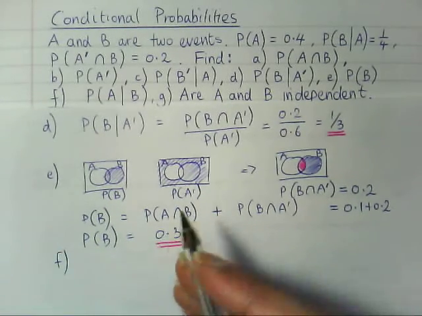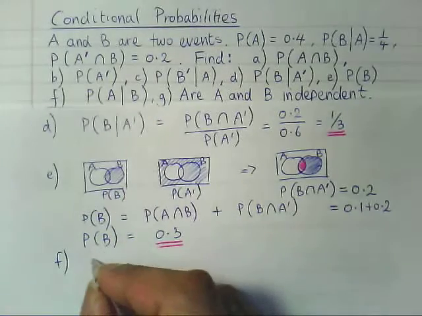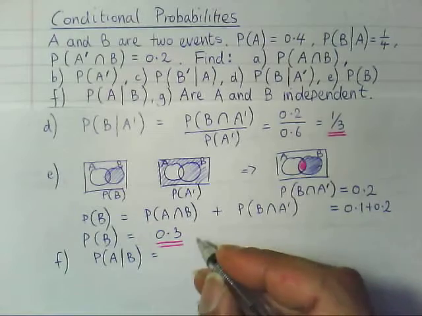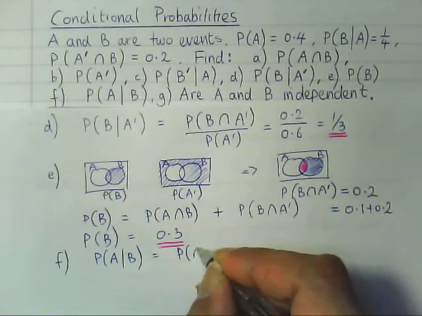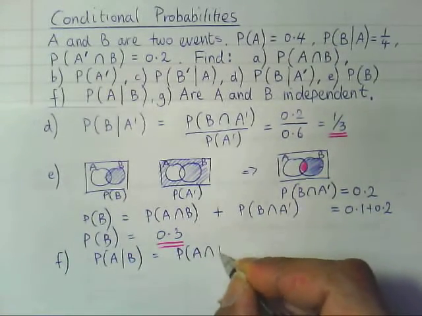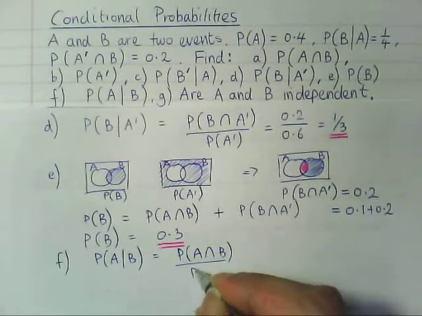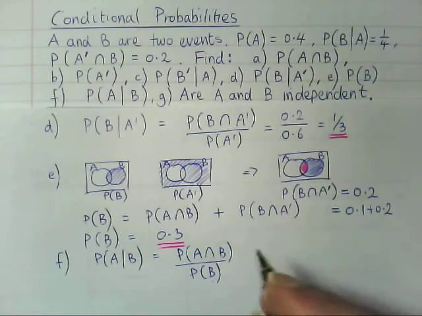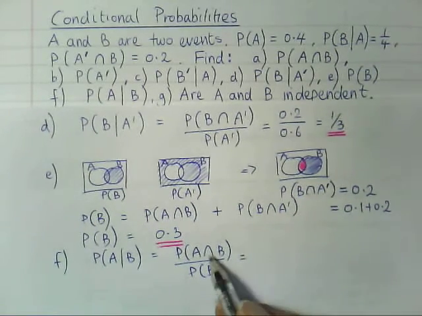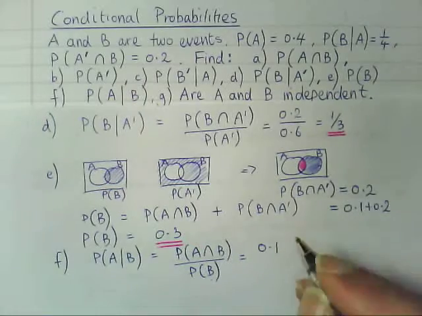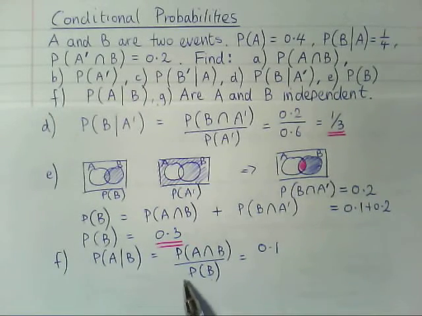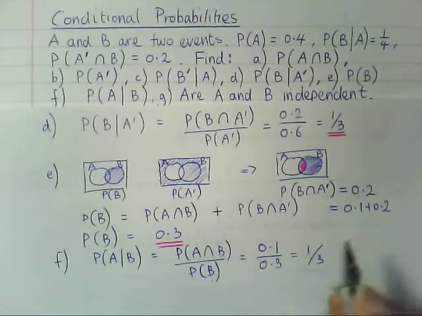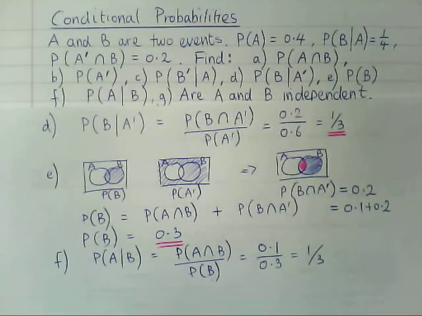For part F, we're asked to work out the probability of A given that B has happened. So that means we can use our conditional probability formula. Probability of A intersection B all over the probability of B occurring, given that that's occurred. Well, we already know the intersection has a value of 0.1, and we've literally just worked out that the probability of B is 0.3. So hence the value of the probability of A given B is a third.